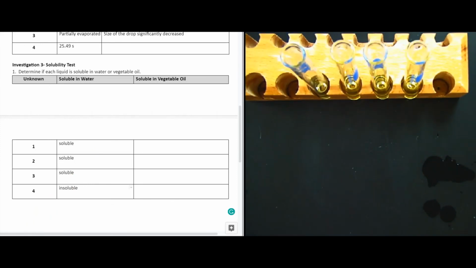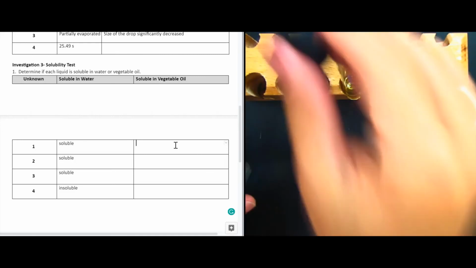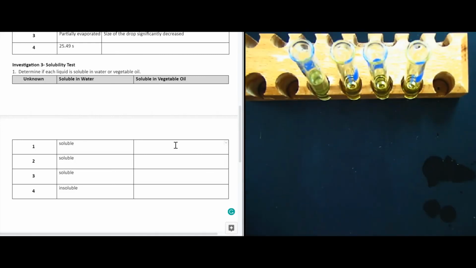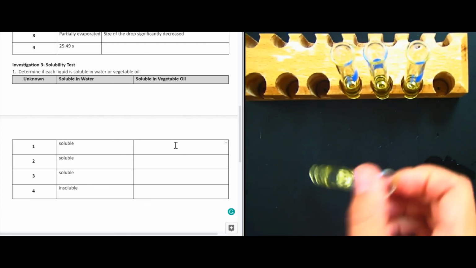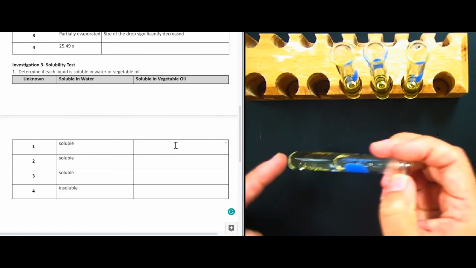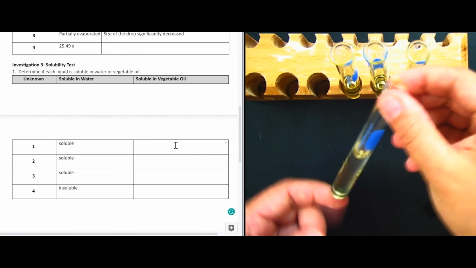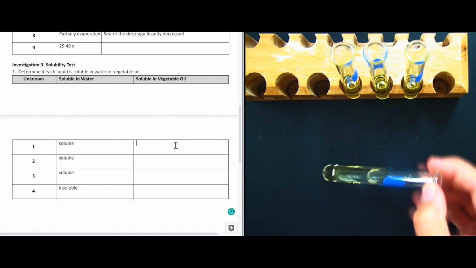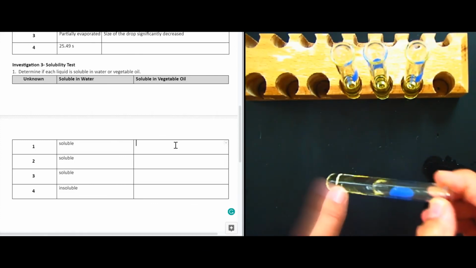The last test we're going to do is test solubility in oil. So I have oil in my test tubes already. Unknown number 1. Sorry, trying to find a good angle for you guys to see that line like right in here.